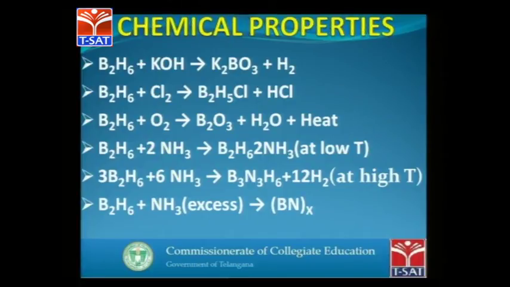But at high temperatures in a 1:2 ratio, an important compound, borazole B3N3, also called inorganic benzene, is formed. When diborane reacts with excess ammonia, we get a polymeric compound, boron nitride, which has a structure similar to graphite. So in the chemical properties of diborane we have to concentrate on the reactions at different temperatures. These three are very important: the addition product, borazole, and the formation of boron nitride polymeric structure.